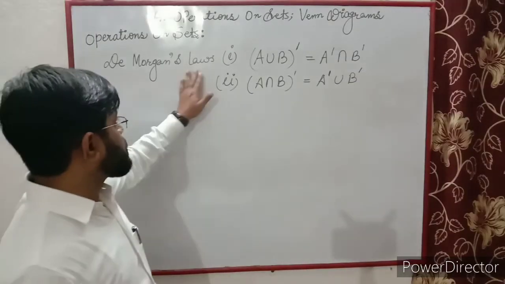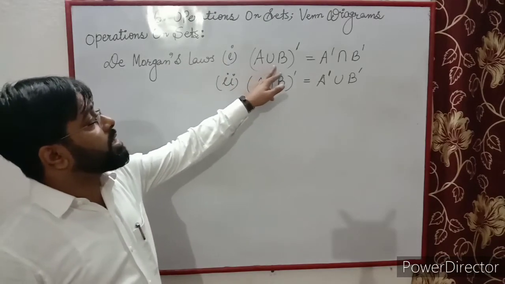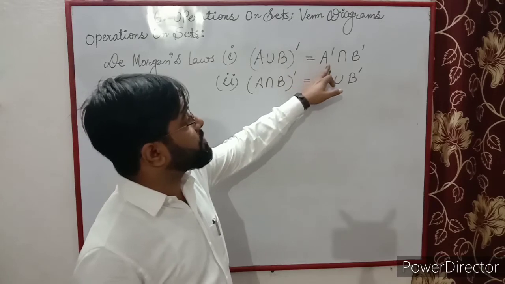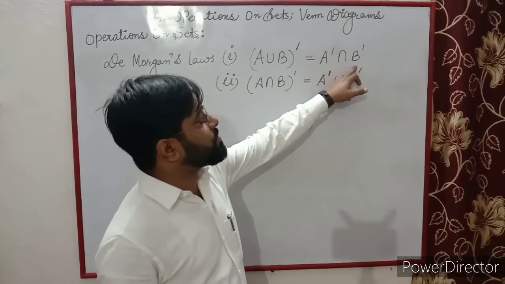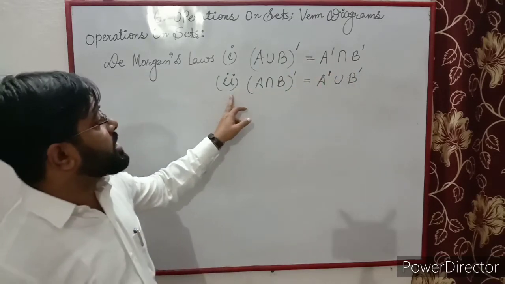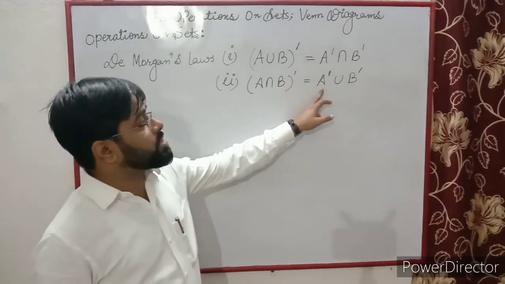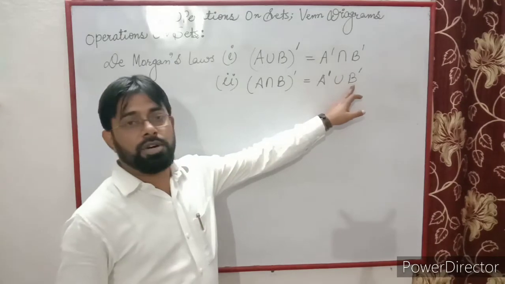Now De Morgan's law. First, the complement of A union B is equal to the complement of A intersection the complement of B. Second, the complement of A intersection B is equal to the complement of A union the complement of B.